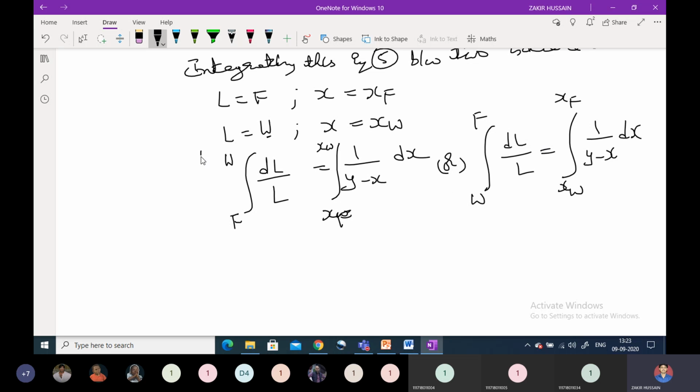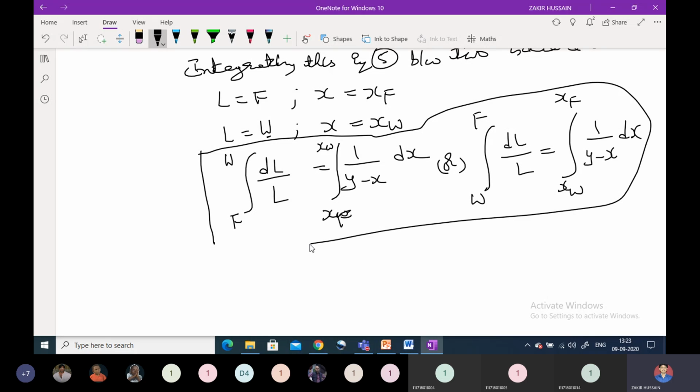So these are the equations. These equations are called Raleigh's equation. We give this the equation number 6. Equation 6 is called Raleigh's equation.